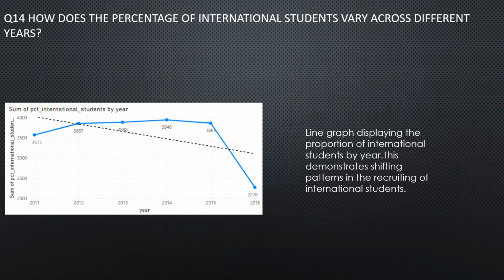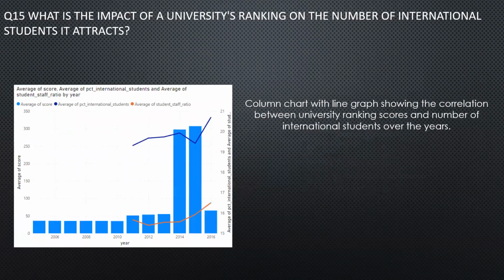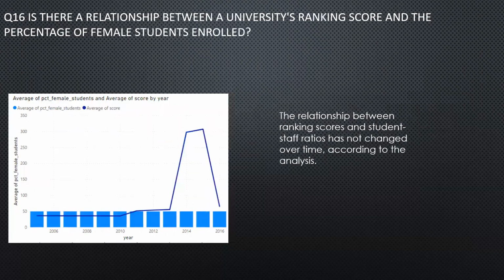But after that, there has been a significant downfall, which can be noted in the trend. And moving forward, what is the impact of a university's ranking on the number of international students it attracts? As per the visual, higher ranked universities tend to attract more international students, and the trend is increasing with time. As the average ranking increases, the number of international students also increases.